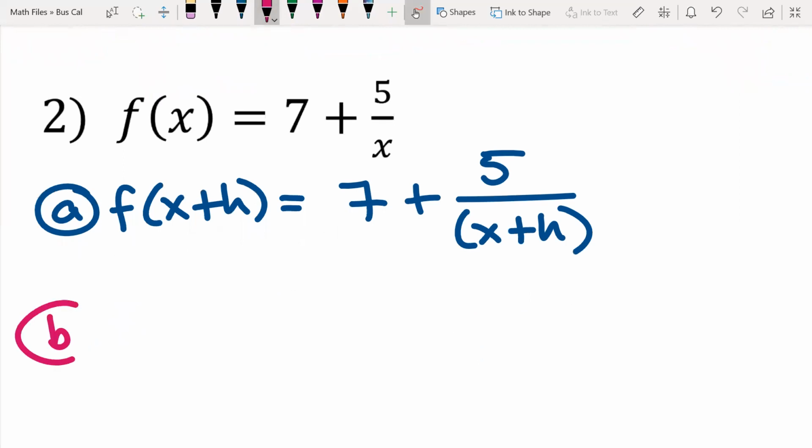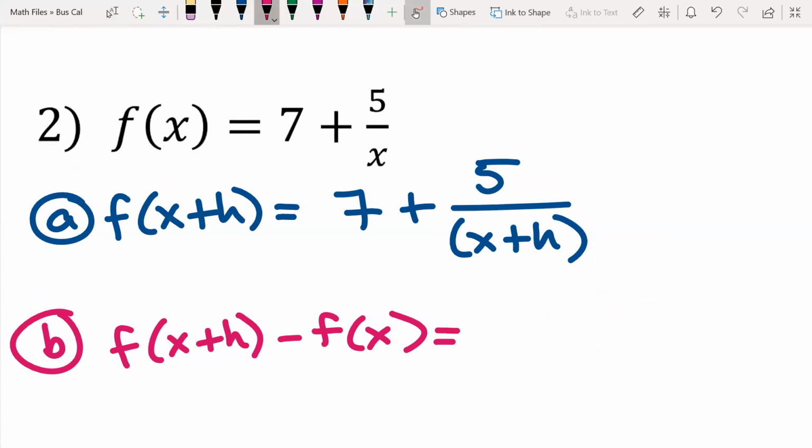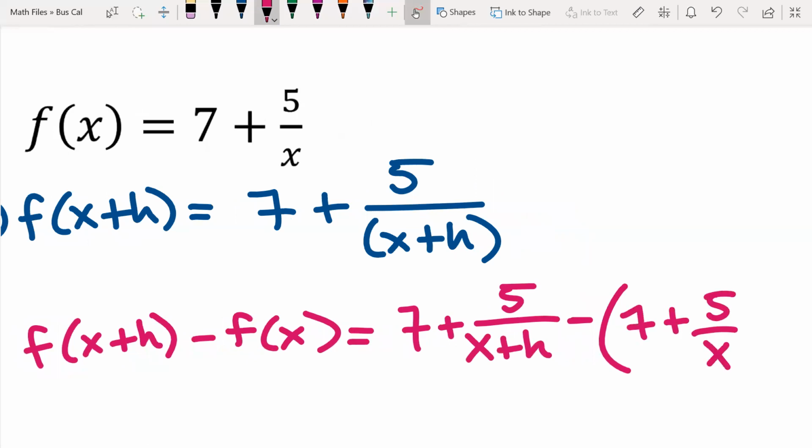Step B. What is f of x plus h minus the original function f of x? Okay, well, we know what the original function is, and we know what f of x plus h is. So we're just going to bring down what we found above, 5 over x plus h. I don't need parentheses there anymore. 7 plus 5 over x plus h minus, and now we subtract the original function, put it in parentheses, and I have 7 plus 5 over x.